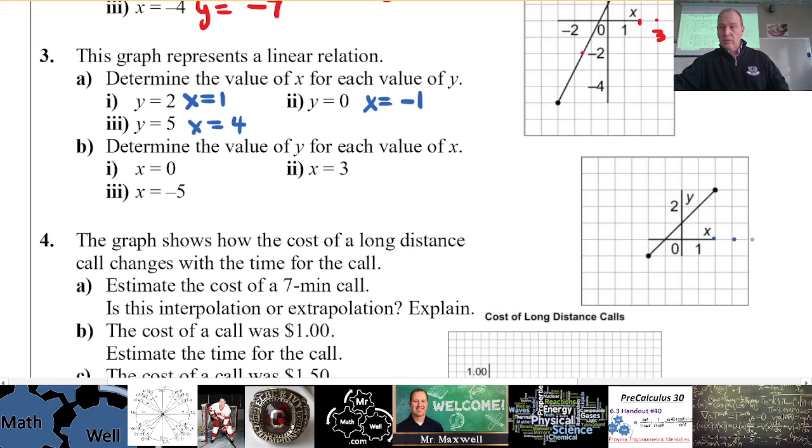So 1, 2, 3, 4, 5. We really have to extend here, don't we? Let me see. Oh, that's y equals 5. Sorry, 2, 3, 4, 5. Right here. So this one is going to be 1, 2, 3, 4. Beauty. For 3b, it's going to be y equals 1. The second one's going to be y equals 4, and y equals negative 4.